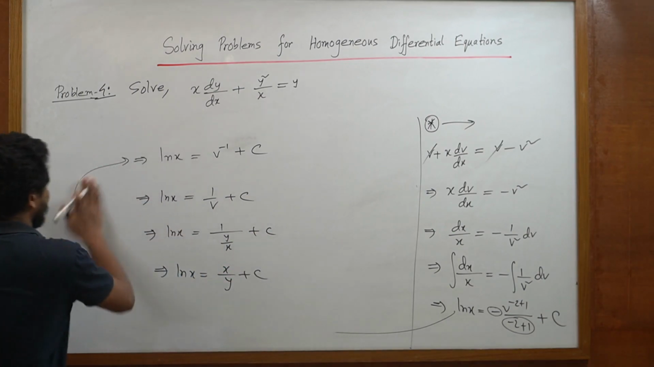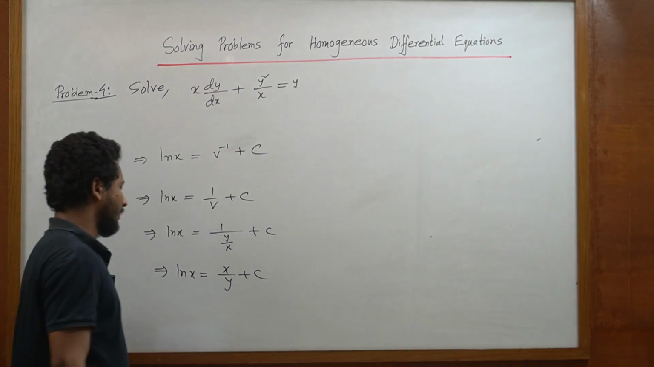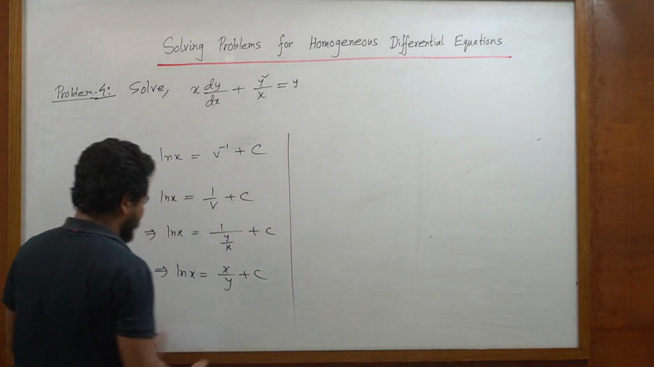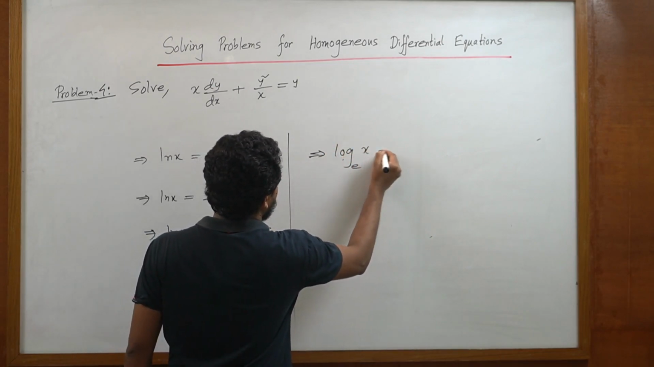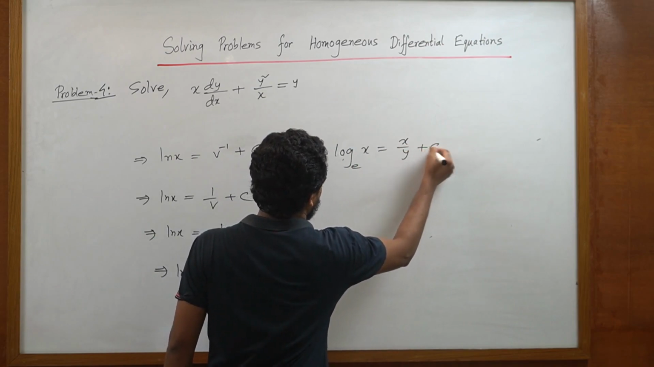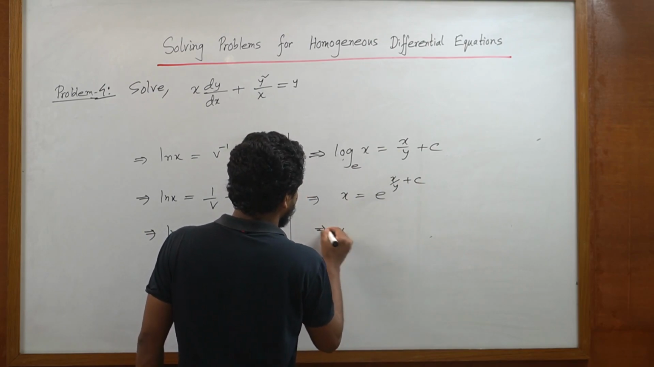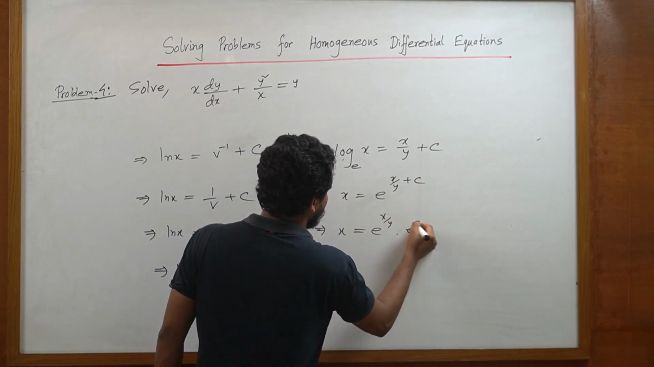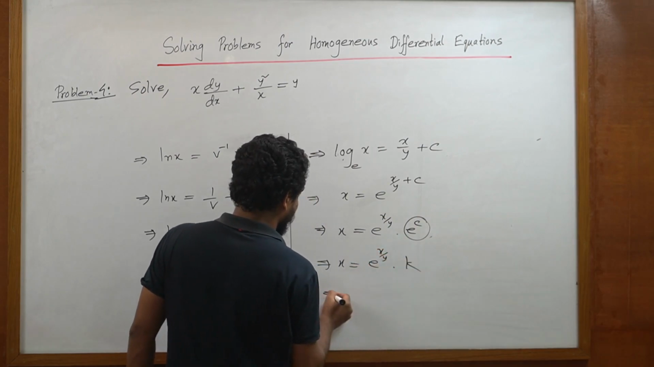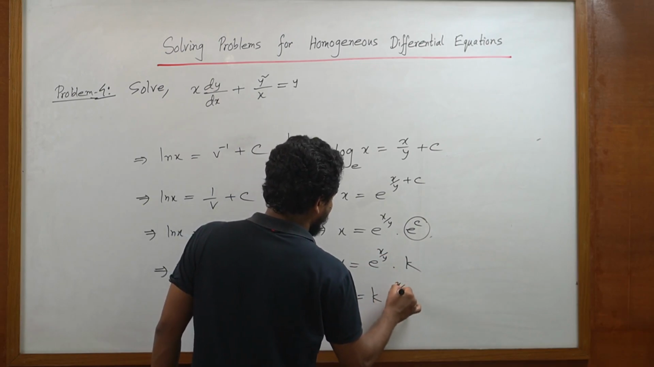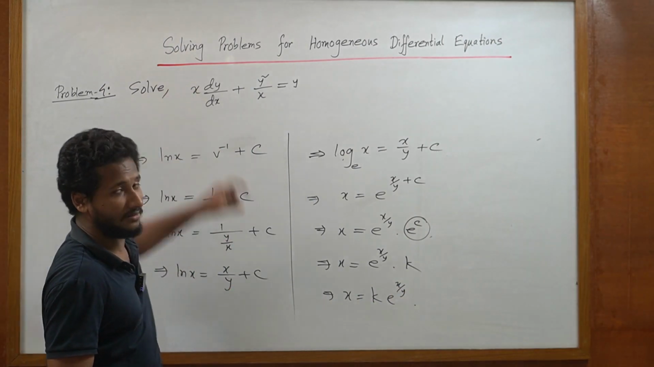Okay, so this is the solution. We can still modify it. Ln x we can write as log e base x equals x by y plus c. Now x equals e to the power x by y plus c, so x equals e to the power x by y into e to the power c. E to the power c should be a new constant, so we can write k, so we get x equals k e to the power x by y. So this is the modified solution of this differential equation.